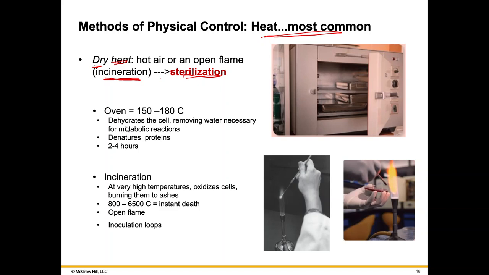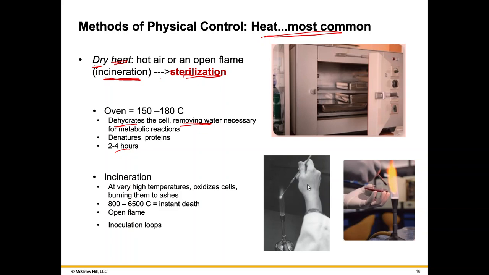The heat is going to dehydrate the cell, and that removes water. All right, and water is necessary for life. So without water, it will cause the cell to die. It will also result in denaturation of proteins, which is basically where the heat is going to cause them to lose their shape. And so, as y'all should know, shape is related to function. If these proteins don't have the correct shape, they'll no longer be able to function, which will halt the cell's metabolism and ultimately kill it. And the time range is usually between 2 and 4 hours.